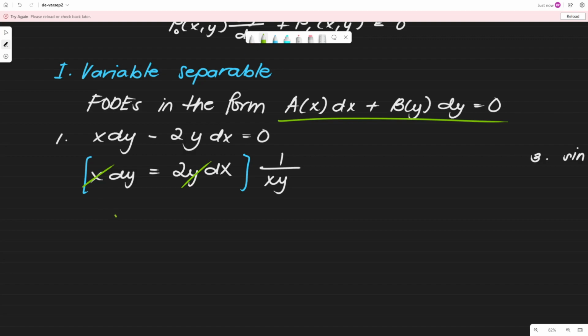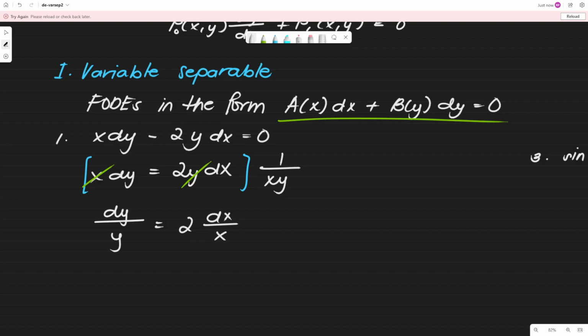So we'll have dy over y. Bakit over y na lang? Kasi nga cancel yung x. So x divided by x is equal to 1, is equal to 2 dx over x. So nasa form na tayo nung variable separable.